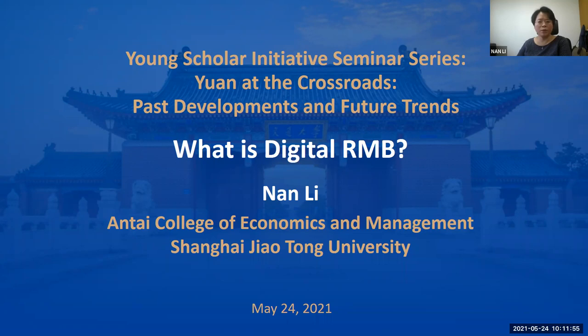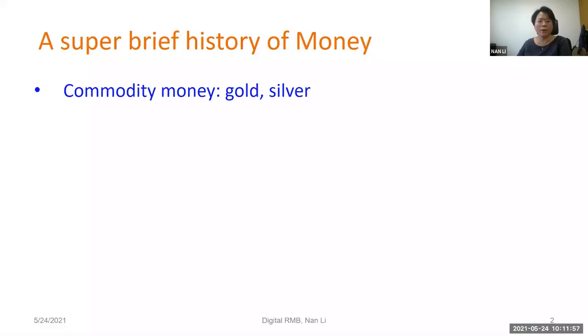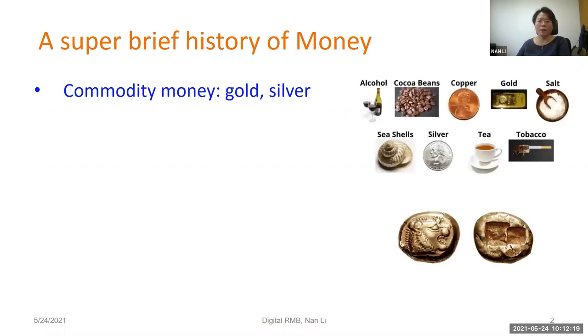So today I'm going to talk about what is digital RMB. And before we talk about what is digital RMB, or more in general, what is digital currency, let me first give you a very brief history of money. So money starts with the function of facilitating the exchange of goods. And the first type of money is called commodity money. And aside from gold and silver, actually all of these goods have at one point in history been used as money or as the medium of exchange.